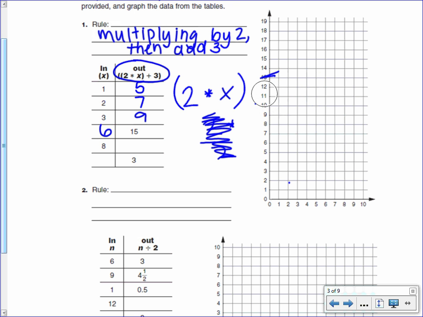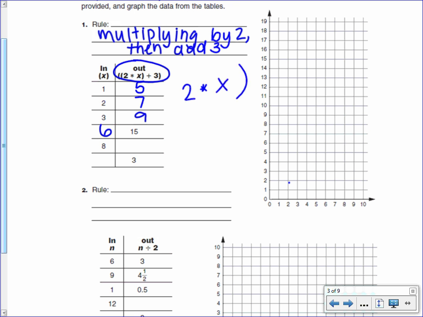Okay, I'm going to erase this again to have some room. I still have the same equation: 2 times x plus 3. Do I know my x in this next row? Yes. What is it? 8. It's not x anymore. 2 times 8 is 16. I still have the plus 3. That is 19.